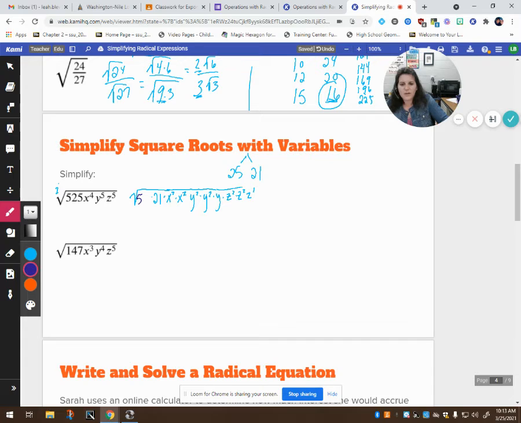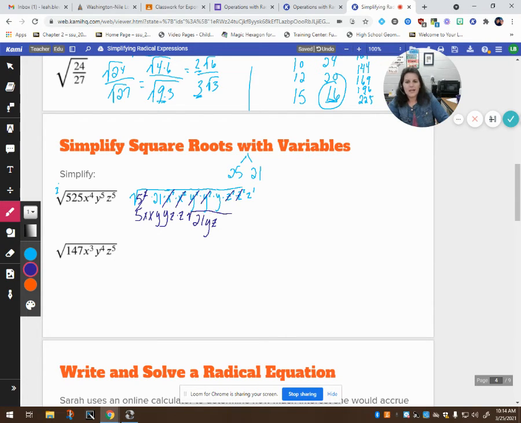25 is 5 squared. Okay, so now all of these squares and square roots are going to cancel each other out. They're inverse operations. So I'm left with 5. The square and this square are going to cancel. X, x, y, y. So I've taken care of this one, this, this, this, and this. Now a z and another z, I can pull them out. And what's left under my radical symbol that I couldn't pull out? We're left with 21. We're left with a y, and we are left with a z.